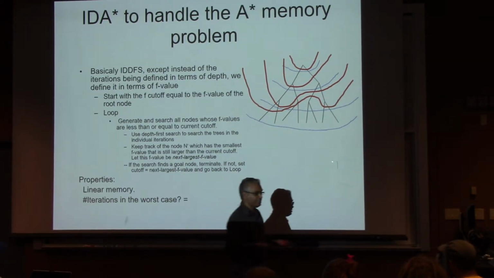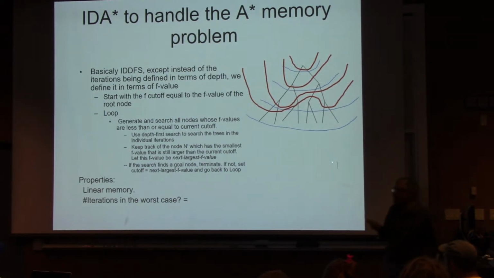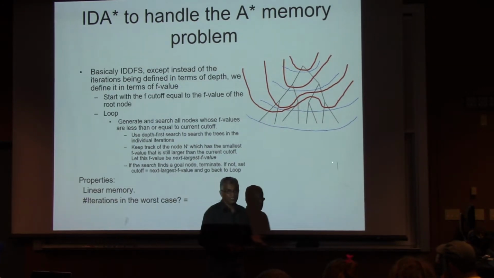A star search is not guaranteed to take linear memory. So it does that first. IDA star does a depth first search in each iteration.